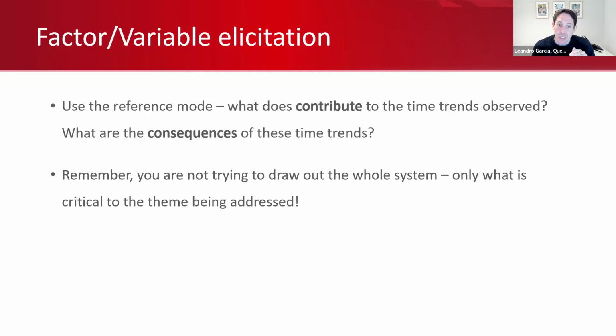That might not be easy to get at the very beginning, right? So you don't know what the key contributors or consequences are for the dynamics here. You might end up at the end of this step having a longer list of contributors and consequences, and that's fine. Think of this as a brainstorm stage. But as you move forward in the process, this list needs to be prioritized and narrowed down to the key contributors and the key consequences.